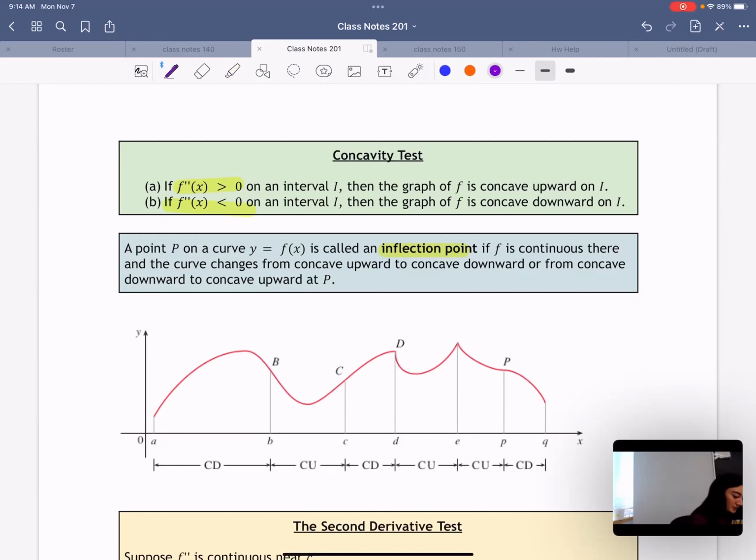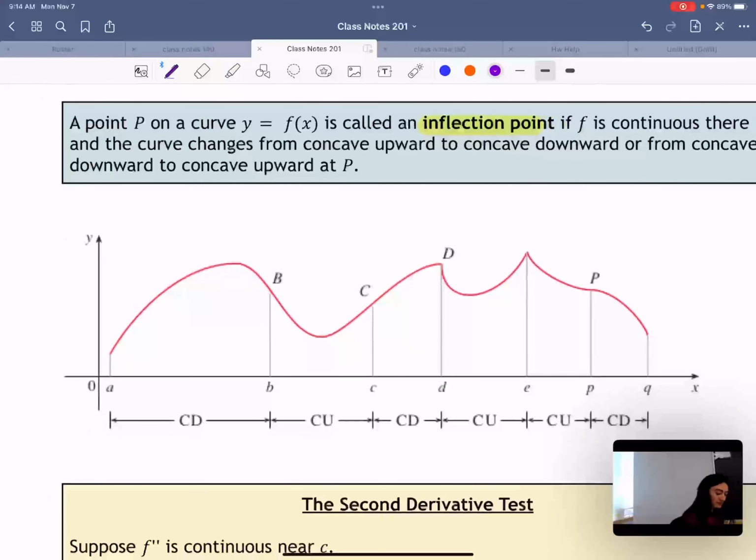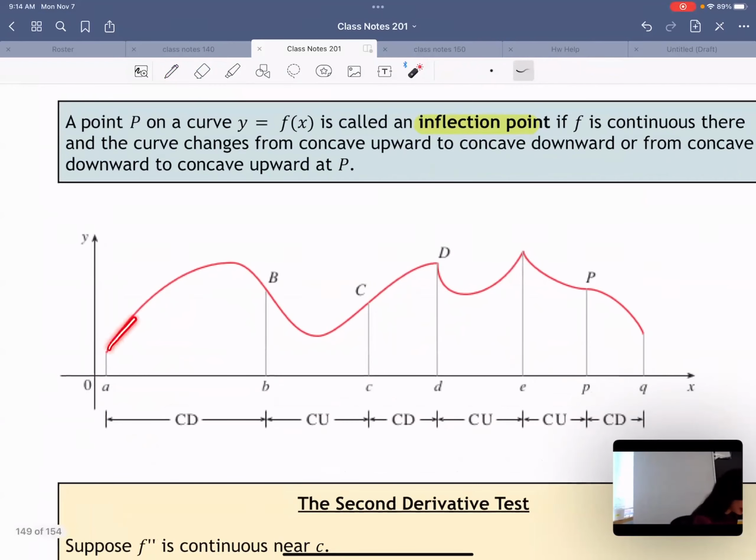Okay, so we have this graph here, and I really like this graph because it shows a lot of different things that can happen. So let's talk about concavity on this graph. Let's just focus on the first part, up to point B. Am I concave up or concave down here?